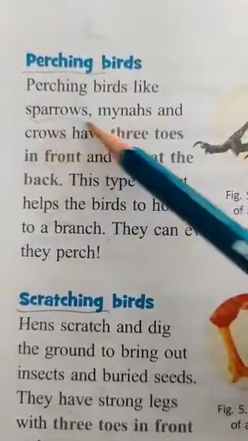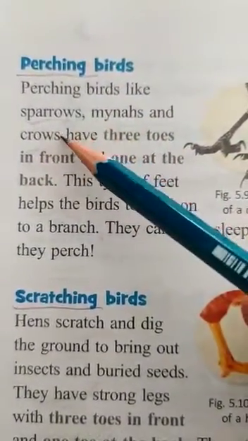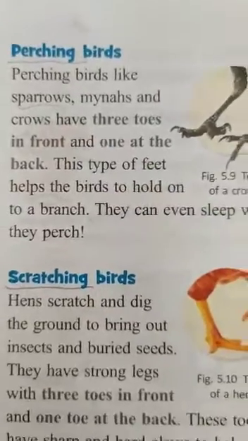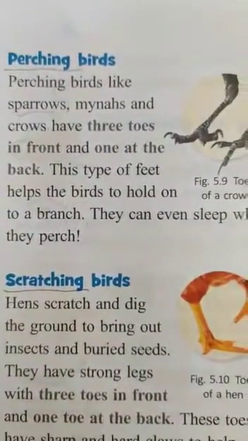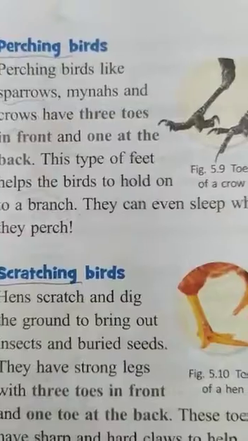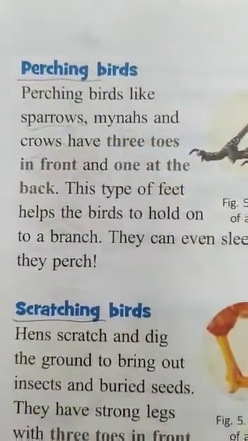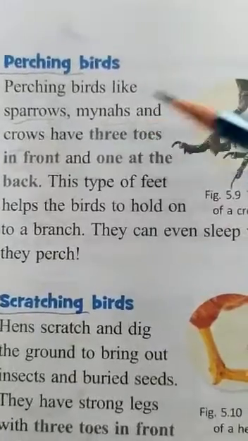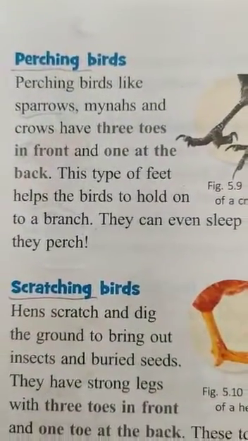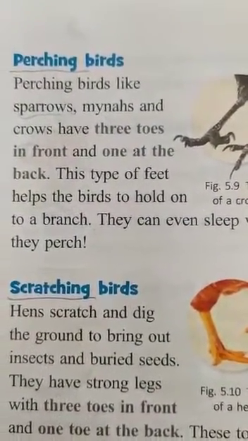Perching birds like sparrows, mynas, crows. So crows even, if you observe keenly, you can find that in 10 or 15 minutes they are able to sleep. I don't think so, okay. Sparrows are very small little birds. The mynas also are very small little birds, okay. So they are called perching birds.